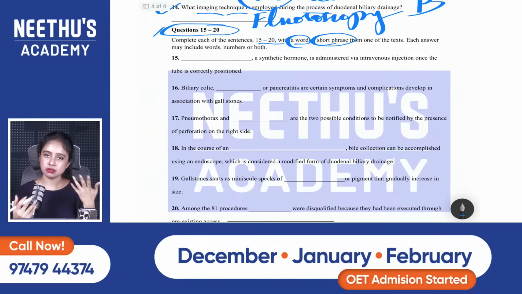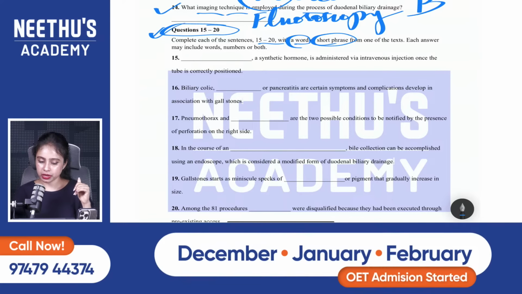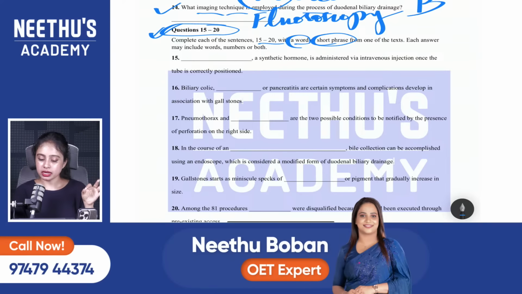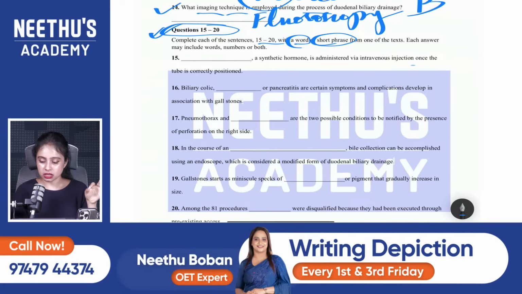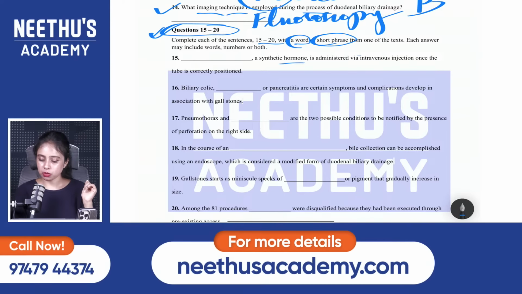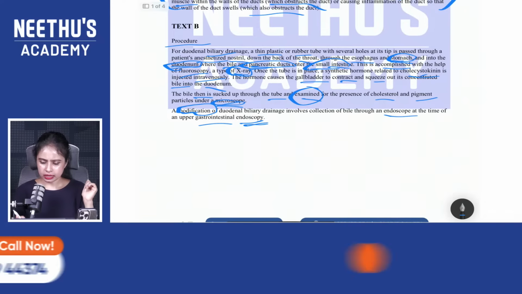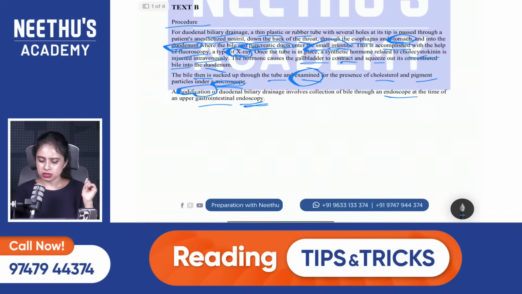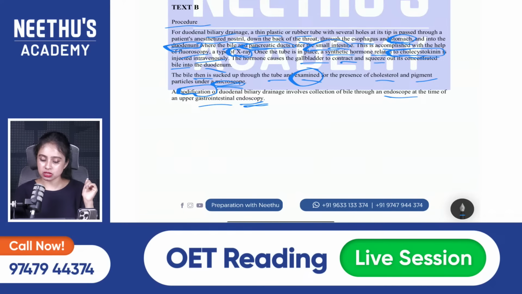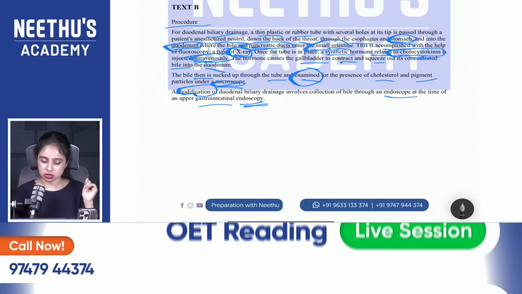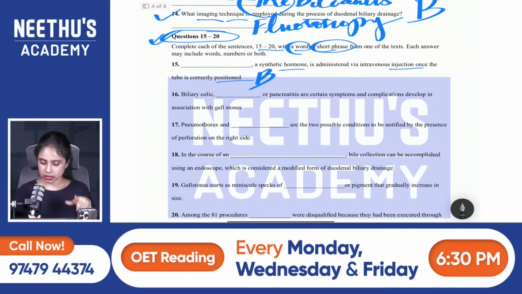Then next, we are jumping to the 15 to 20 set of questions. The 15th one: a synthetic hormone is administered via intravenous injection once the tube is correctly positioned. So hormone, injection, positioned. The answer is from B because it is a very direct answer and it is mentioned here: once the tube is in place, a synthetic hormone related to cholecystokinin is injected intravenously. So my answer is cholecystokinin. That is the right answer.